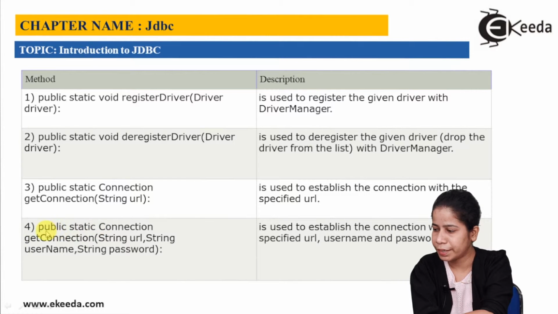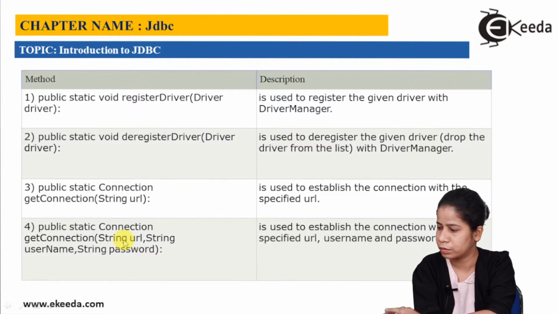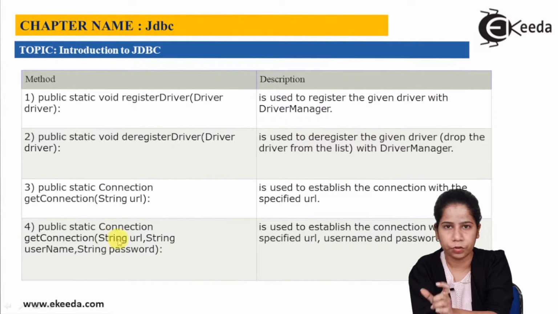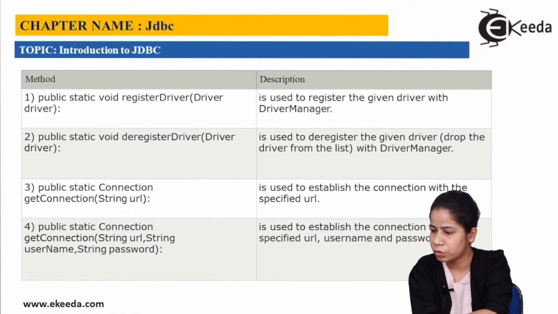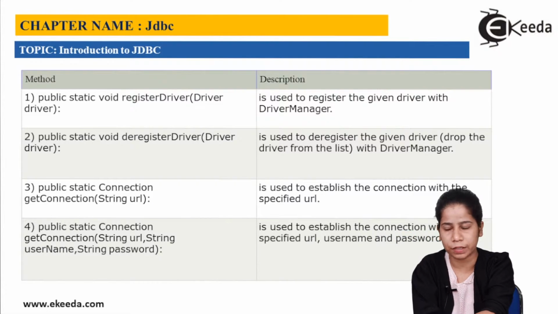Then there is another public static Connection getConnection. Here we have three arguments. First is the URL, which is the identification of your database. Then your username to connect with that database, and the password for connecting to that database. So it is used to establish a connection with a specified URL, username and password. Those are the methods given by driver manager.